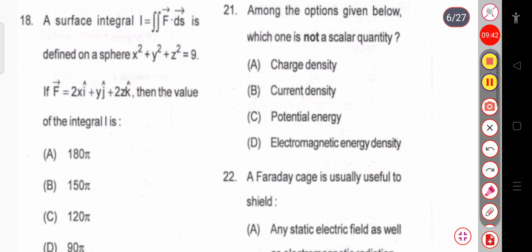Here the question is, a surface integral I equal to the double integration of F dot dS is defined on a sphere x square plus y square plus z square equal to 9. If the vector F equals 2x i cap plus y j cap plus 2z k cap, then the value of the integral is. So here the F vector is given, and x square plus y square plus z square equal to 9, that is the sphere equation, is given. So you have to calculate F dot dS.